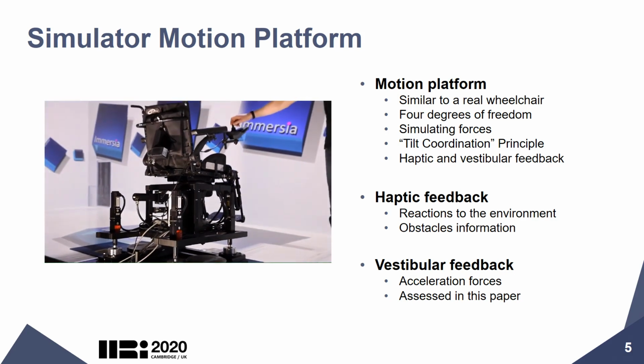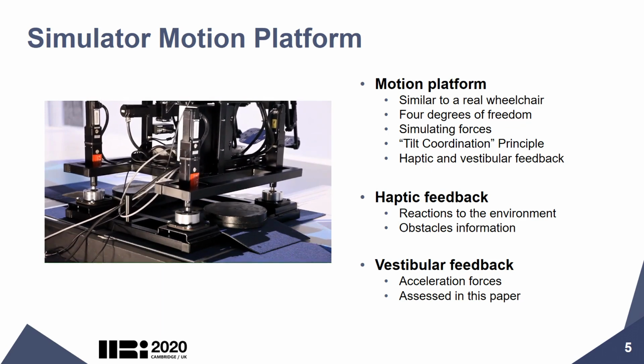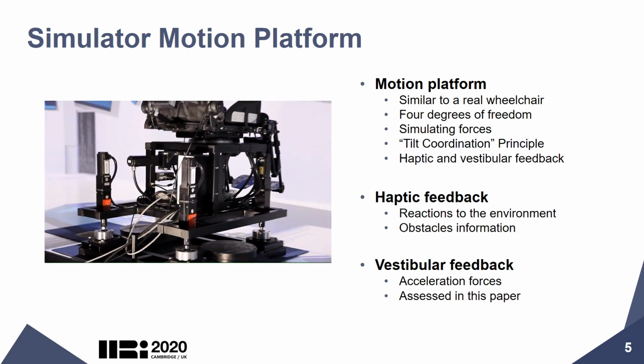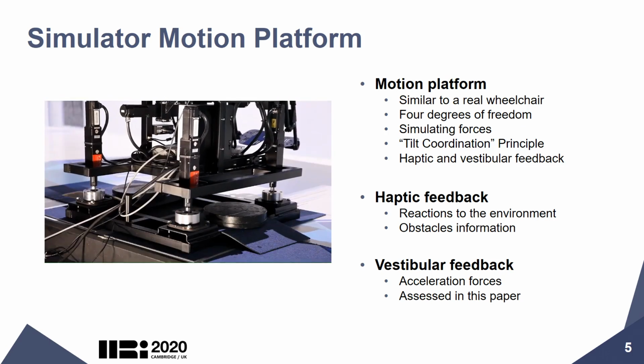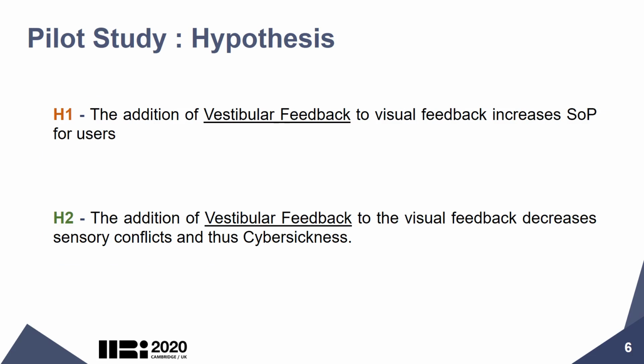Haptic feedback are the reactions to the virtual environment, like bumps, holes, and collisions with obstacles. Vestibular feedback represents accelerations and forces directly coming from user commands. That's the feedback we investigate in this paper. Indeed, in order to ensure the efficiency and relevancy of the platform, an experiment has been conducted to investigate the vestibular feedback impact on both sense of presence and cybersickness. Thus, instead of rendering both haptic and vestibular feedback, the haptic feedback has been deactivated to allow an unbiased investigation.